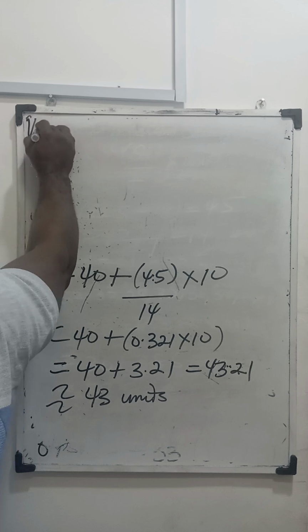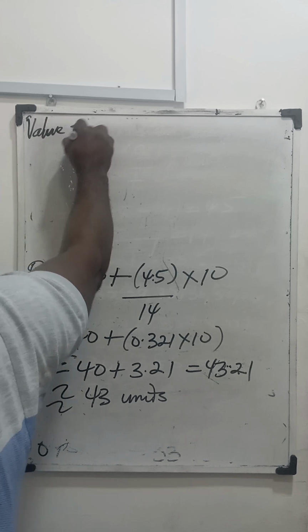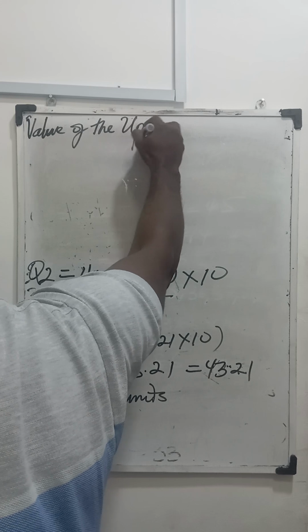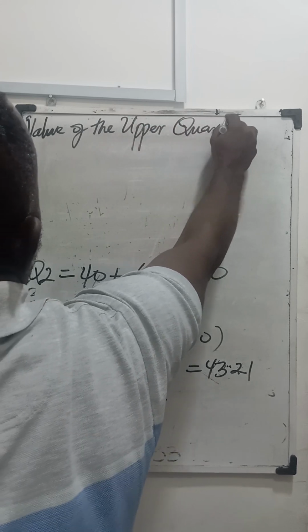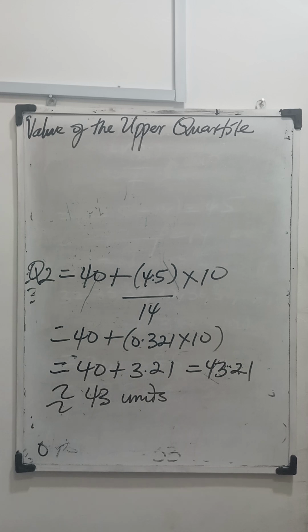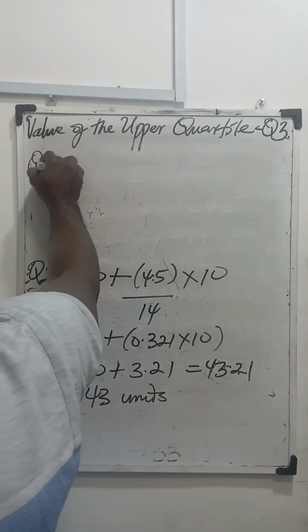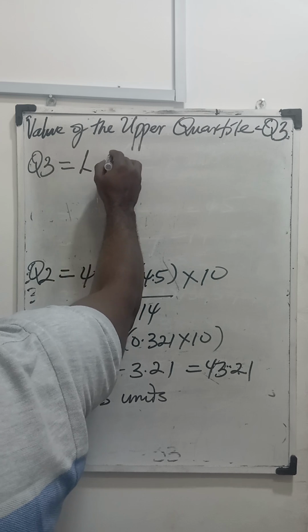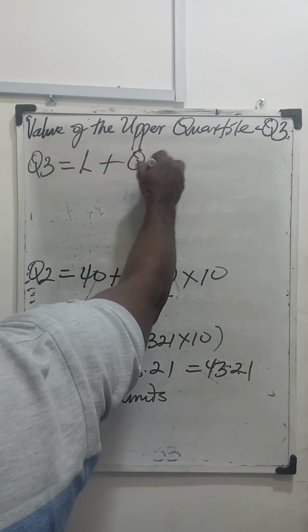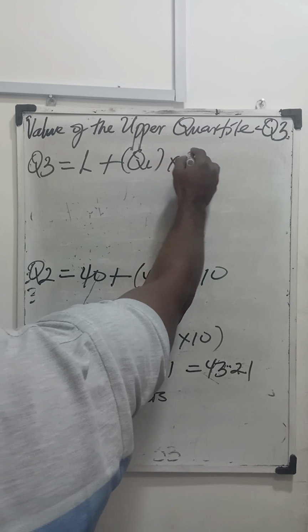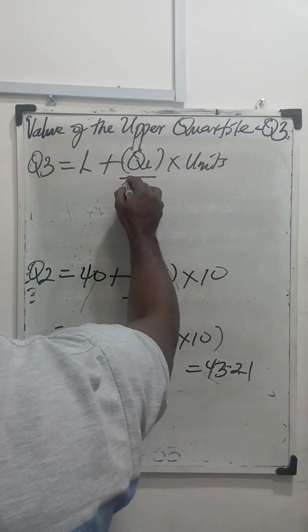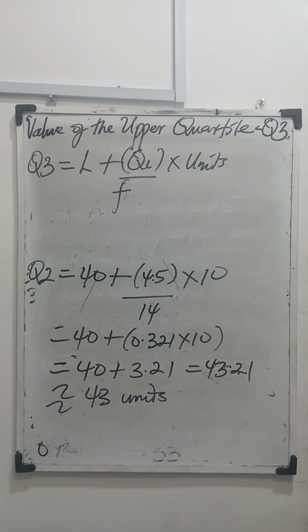So we need to determine the value of the upper quartile. The value of the upper quartile, and we denote it as what? Q3. So we use the same formula. We say Q3 is equal to L plus Q1 times the units over the frequency F, which is the frequency.